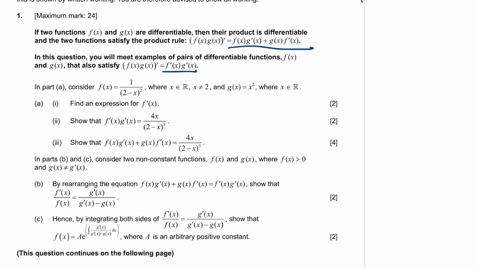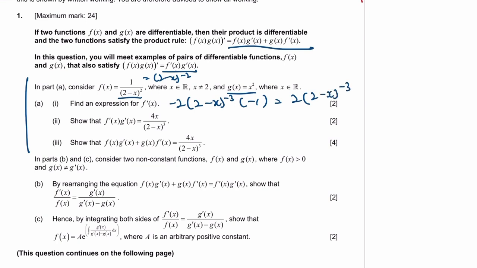Let's start by giving you an example where this is actually possible, just by coincidence, I guess. So there's an f and a g. You're asked to find the derivative of f. So f is (2 minus x) to the power of negative 2. If you do chain rule, it's negative 2 times (2 minus x) to the power of negative 3, times differentiate the inside, which is minus 1. So it's 2 times (2 minus x) to the power of negative 3.